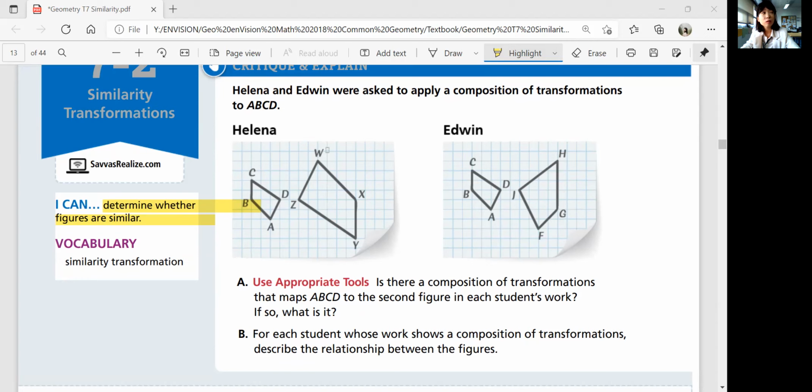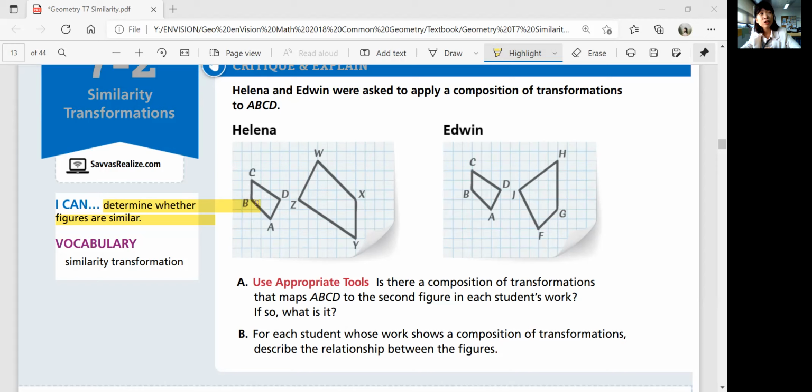Let's look at Helena's. How did this figure become this figure? Okay. Do you think C is mapped to W? I don't think so. Z to W is not corresponding to B to C, right? So that part, line CB, BC, would be corresponding to XY. So what happened? It seems like the figure rotated. And also the figure was enlarged. Okay, so how do you know how big it became?